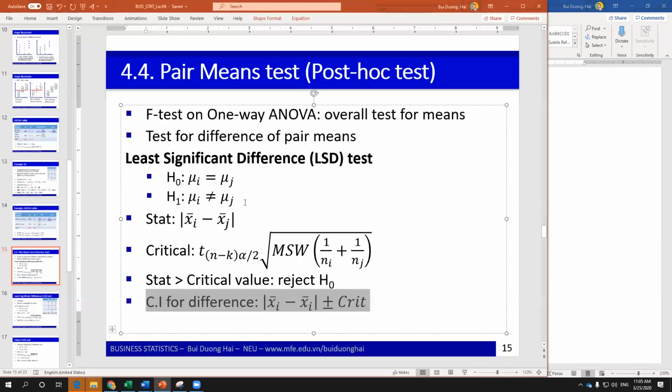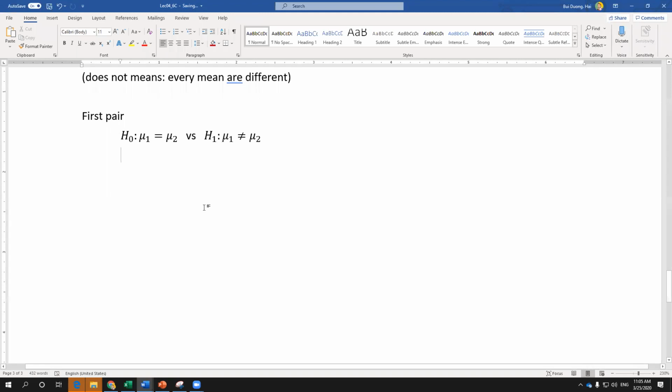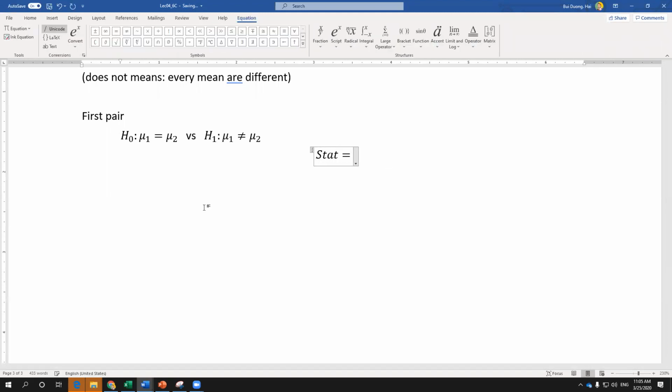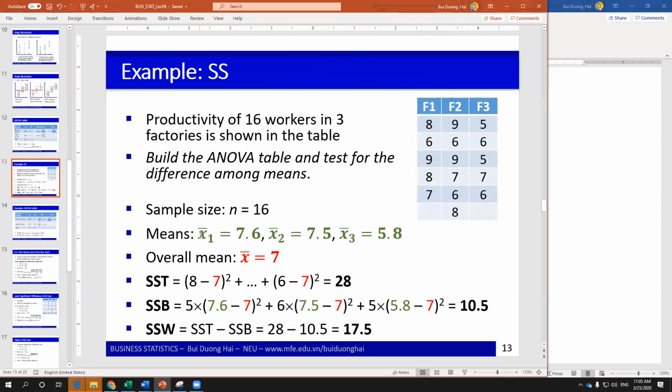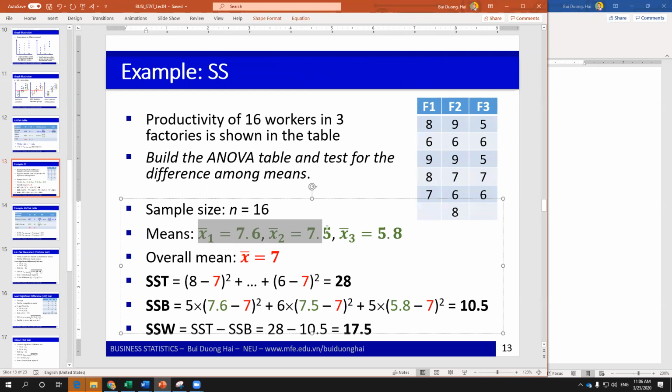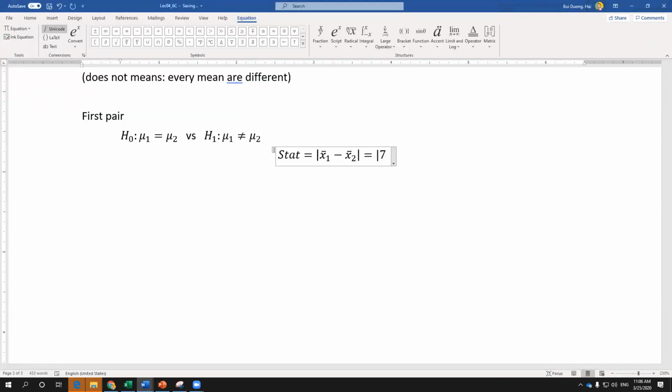Now apply the formula. Statistic equal to absolute X bar 1 minus X bar 2. Now open the slide where X bar 1 is 7.6 and X bar 2 is 7.5. The difference is 0.1.